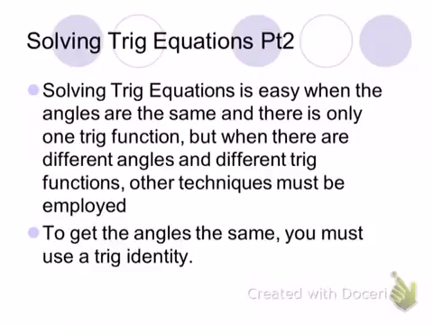When there are different angles and different trig functions, other techniques must be employed. To get the angles the same, you must use a trig identity. So we're always going to be, and this is going to be primarily using that familiar sine of 2x identity or cosine of 2x identity. So let's remind ourselves what sine of 2x is. This is the one we'll use the most. What is sine of 2x?